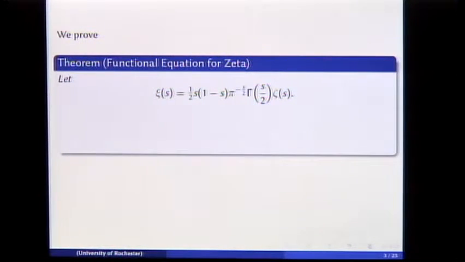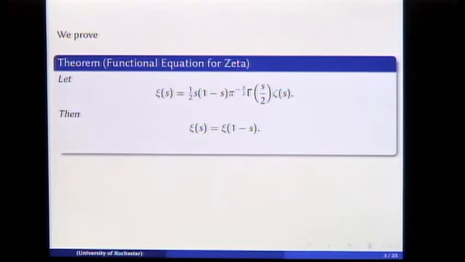So xi is defined as 1/2 s times, whoops, it's s minus 1. That's a typo. Pi to the minus s over 2, gamma of s over 2, zeta of s. That's xi of s. And the functional equation for xi can be written like this. Xi of s is xi of 1 minus s.